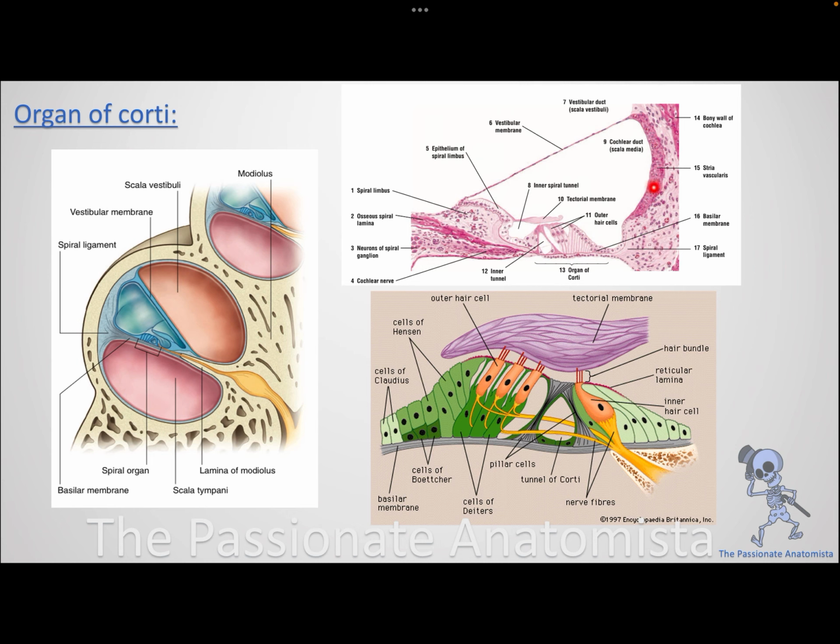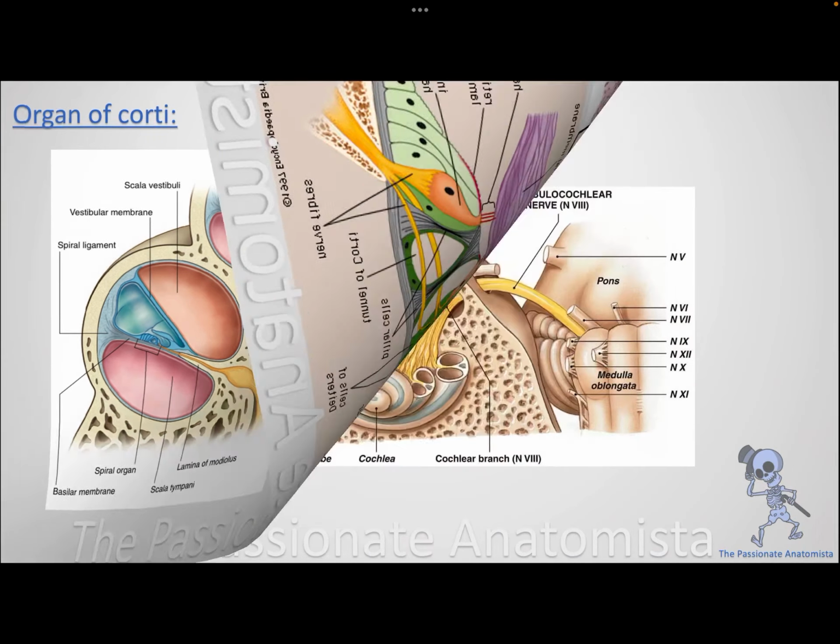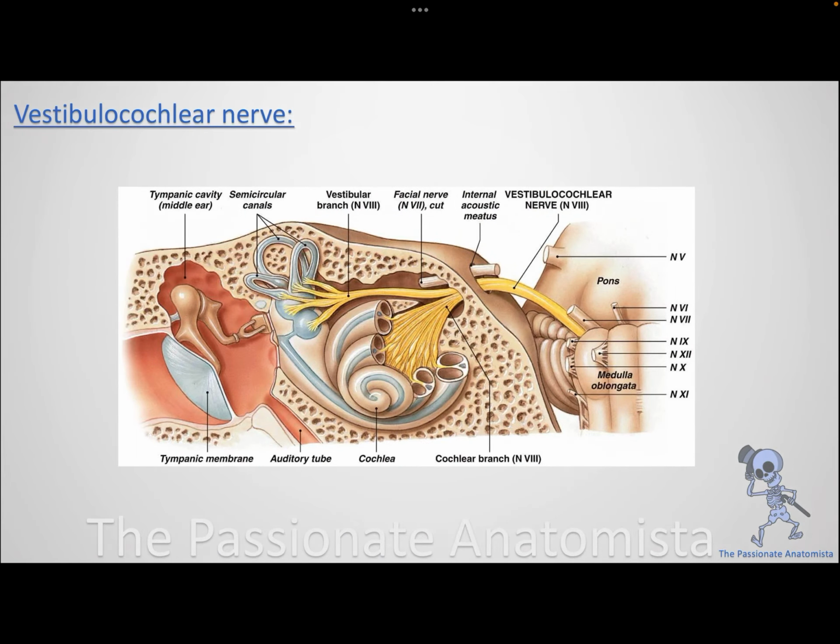And we have something called stria vascularis, and this is important because they are going to secrete your endolymph that is inside the cochlea, all right, the membranous cochlea, scala media, all right. Okay, so this is the vestibular nerve.